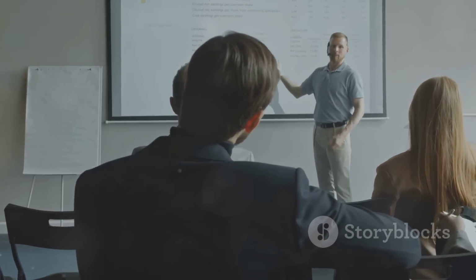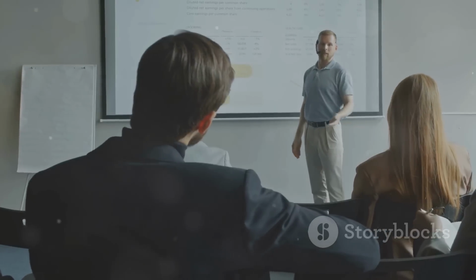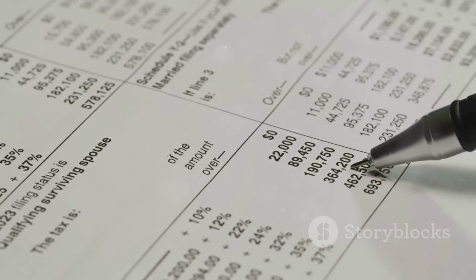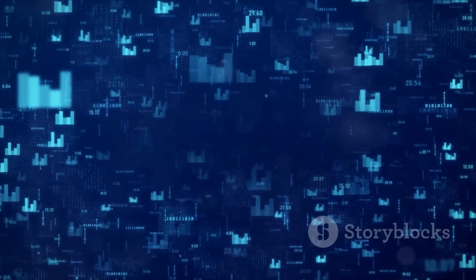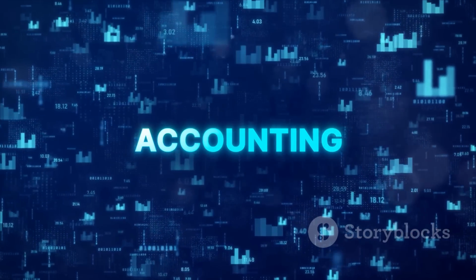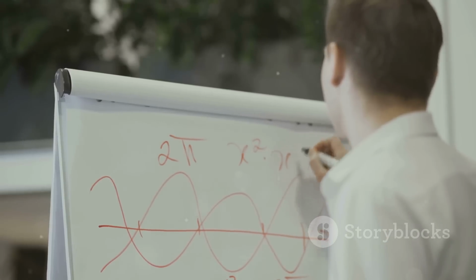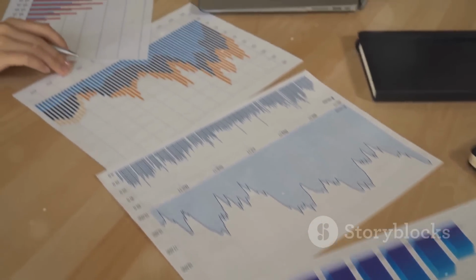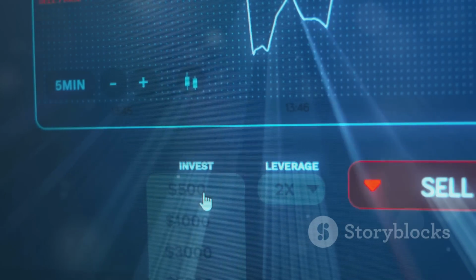Section 3, the income statement, tracking your financial performance. The income statement, or profit and loss statement, tracks your financial performance over time. It shows your revenue and expenses like a financial report card. Revenue minus expenses equals net income or loss. If revenue exceeds expenses, you have a net income. If expenses are higher, you have a net loss.